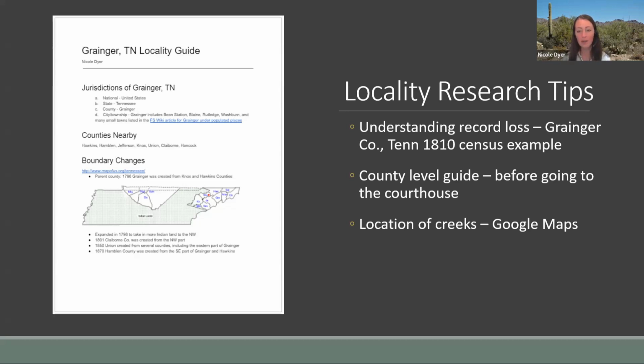So I was frustrated. But then I remembered Google Maps, which I've used a lot in the past to find the location of creeks. And sure enough, I was able to find Flat Creek on Google Maps and see that it's not even in the present day county of Granger anymore. It's in Hamblen County, which was created in 1871 out of parts of Granger and Hawkins counties. So remember that Google Maps can be your friend. Those are my 3 tips for locality research that I gained from my last project.